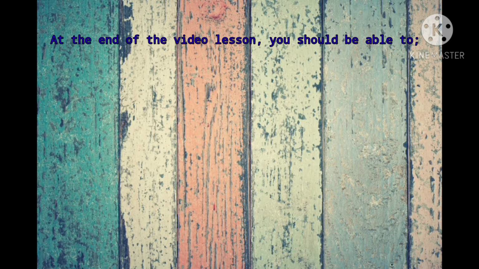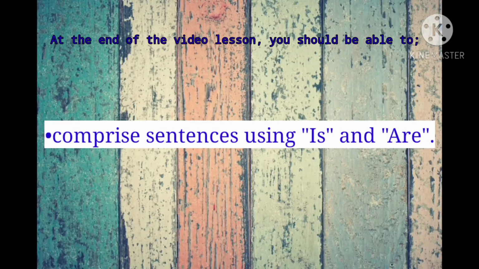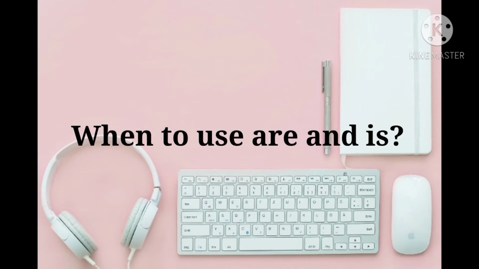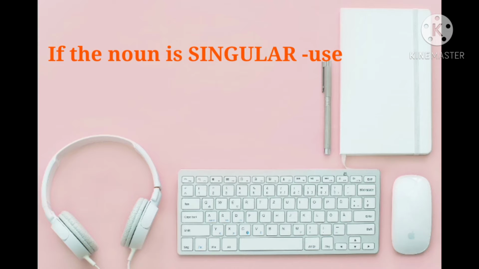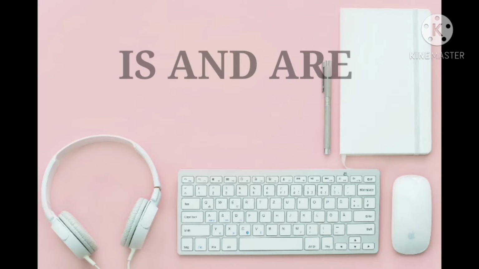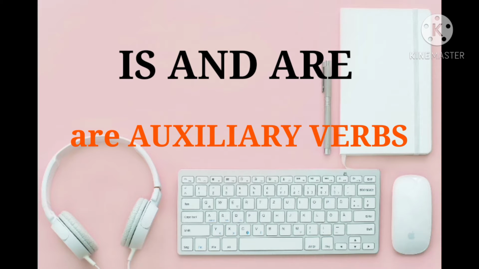At the end of the video lesson, you should be able to compose sentences using is and are, updating one's knowledge of when to use are and is. When deciding whether to use is or are, look at whether the noun is plural or singular. If the noun is singular, use is. If it is plural, there is more than one noun. Use are. By the way, is and are are auxiliary verbs.